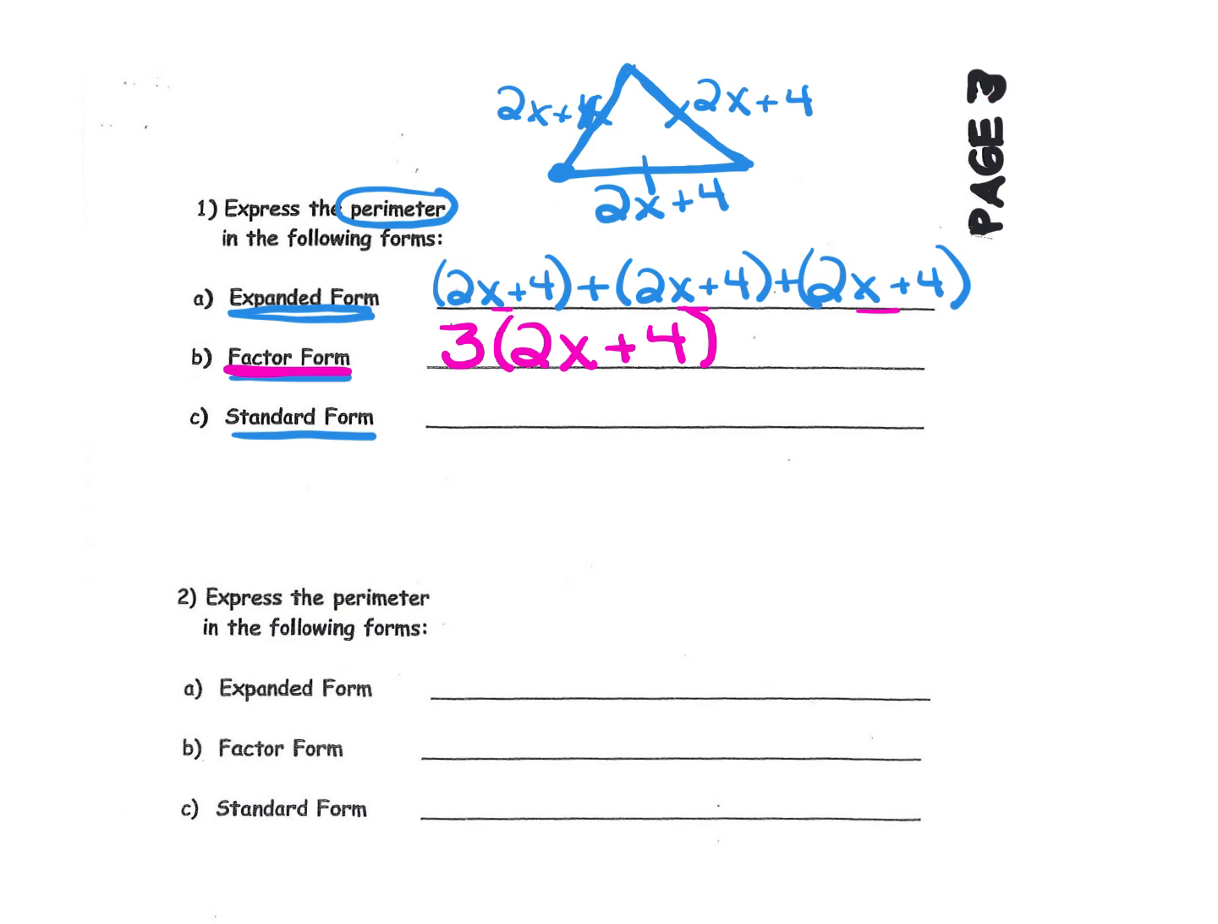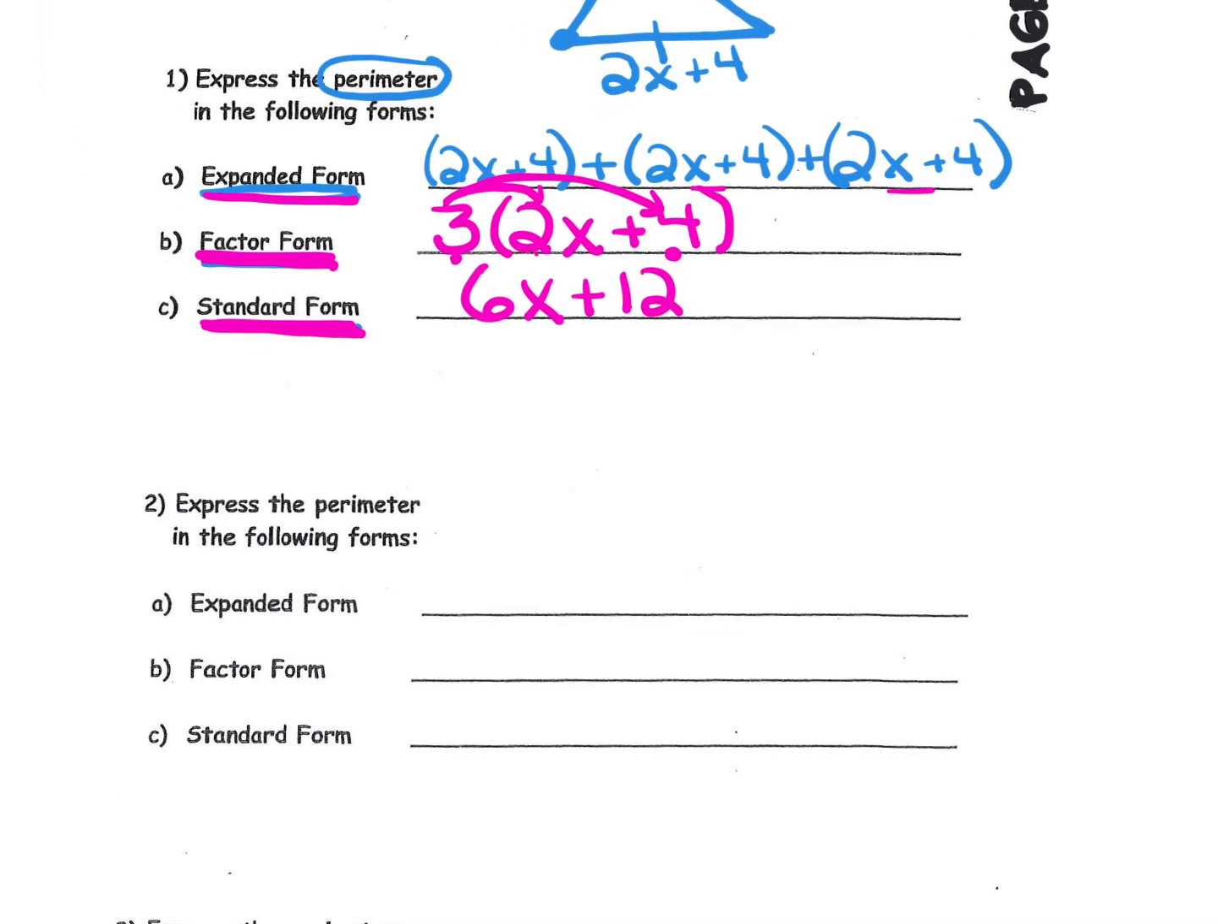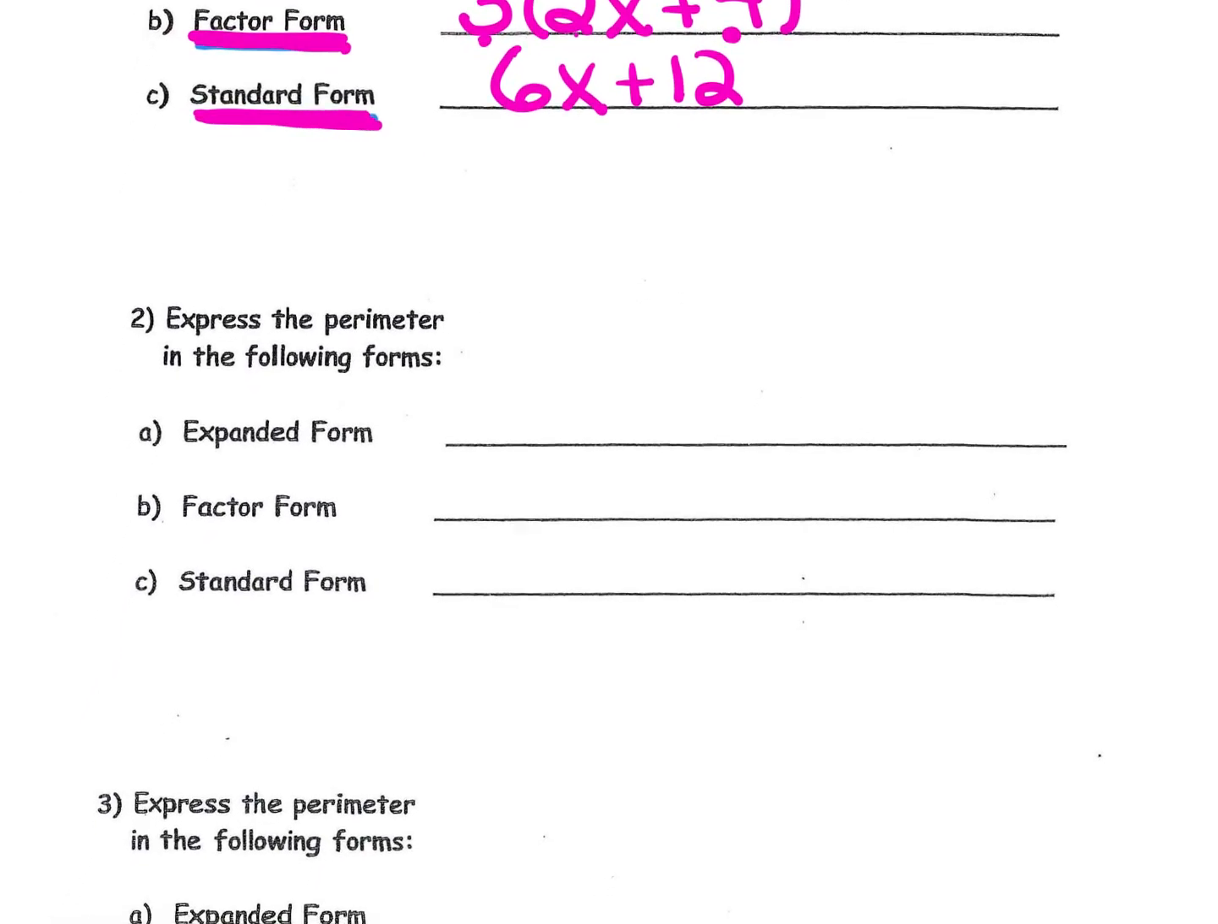And lastly, we can express the perimeter in standard form. We're going to distribute that 3 and triple each of those terms. 3 times 2x makes 6x, and 3 times a gain of 4, or positive 4, gives us a positive 12. We've expressed the perimeter of that equilateral triangle in expanded form, factor form, and standard form. Let's take a look at another figure.